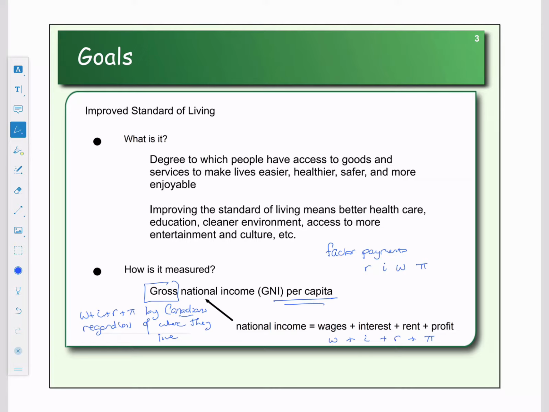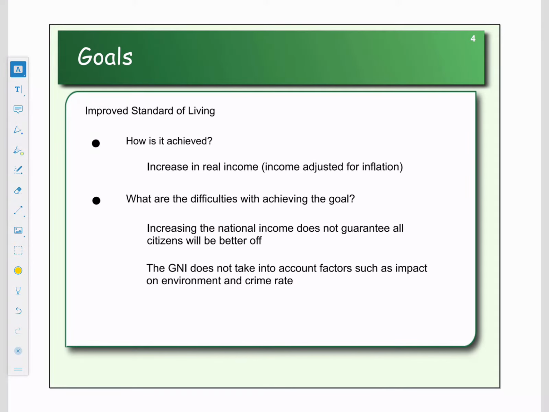So we're looking at gross national income per capita. All right, so now we want to know how are we doing when it comes to gross national income per capita? What has been happening to our access to those things that make our life better? Well, so to look at this, we want to look at that GNI per capita.